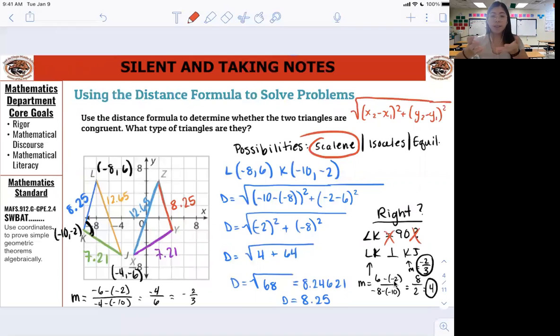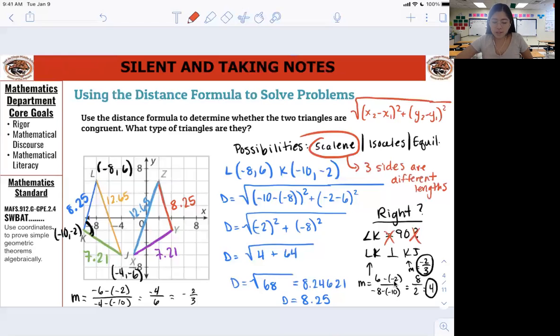Ooh, why is it scalene? Who can remind us, what does scalene mean? Yeah, three non-congruent sides. All three sides are different lengths, exactly.